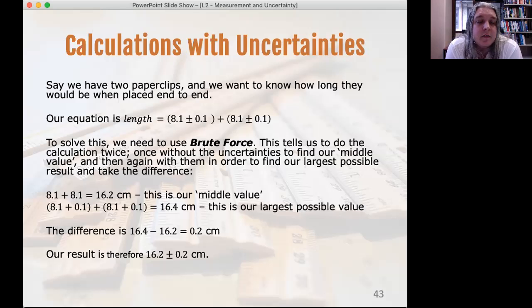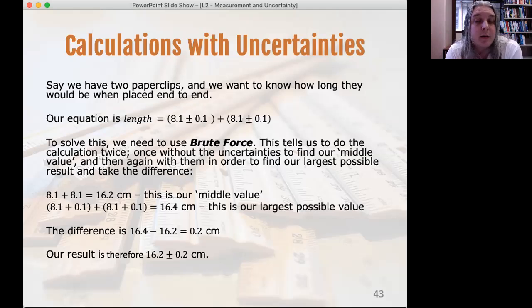To solve this, we need to use something called brute force. And brute force is just a method for doing a calculation with uncertainties. Essentially, you have to do the calculation twice. I know you all love maths and calculations, so I'm sure that's not a problem. You do it once using just those central values, or middle values, as I've called them here, and you add them together. So forget the uncertainties for a moment, do your calculation without the uncertainties, and that'll give you your middle value, your central value for the result.